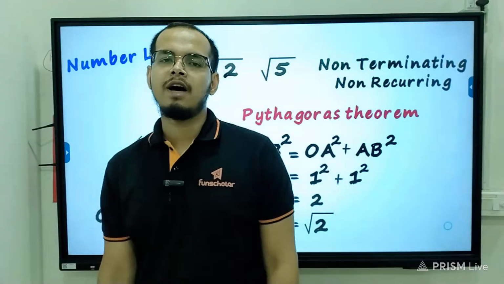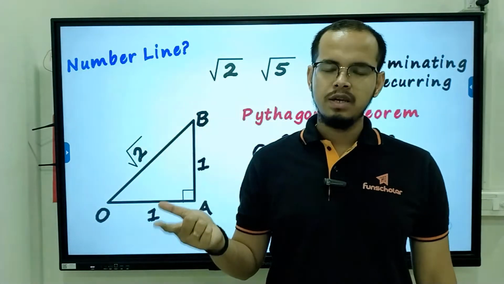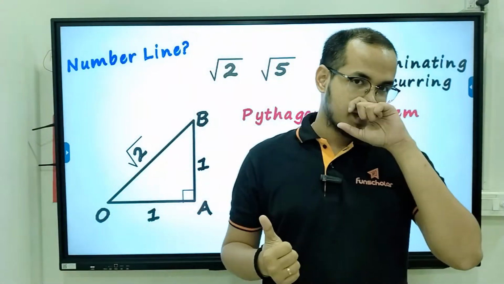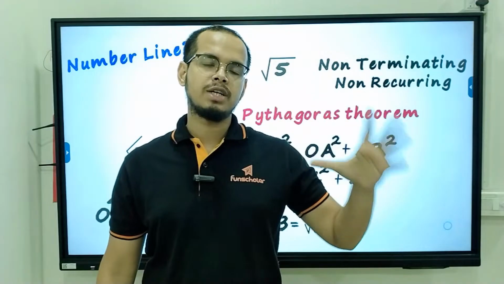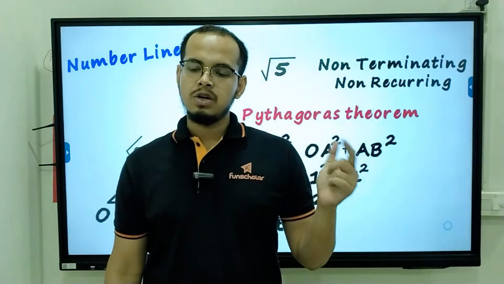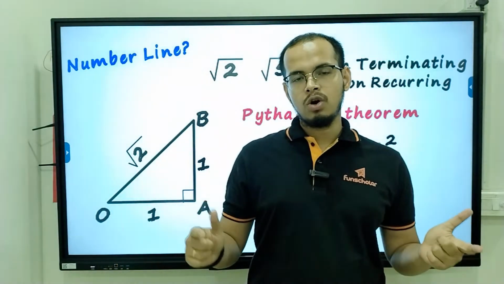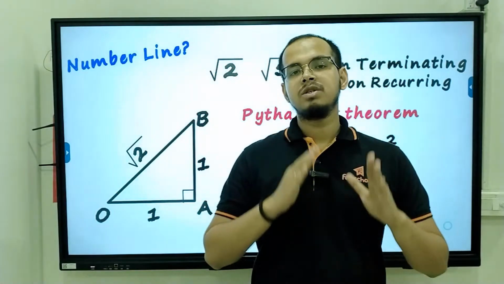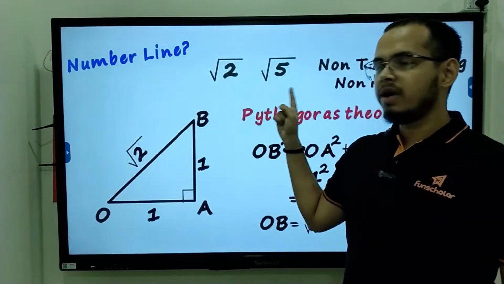Today we are going to be having our second lecture on ICSE class 9 rational and irrational numbers. Yesterday we did everything there is to know about the basic part: what is rational, what is irrational. So today, in this lecture, we'll start off with the new concept. What is the new concept? How to draw irrational numbers using a number line. We'll start off with root 2 and root 5.